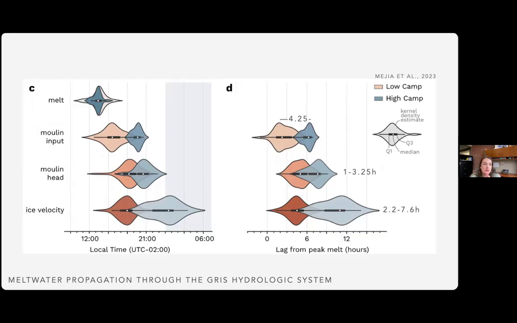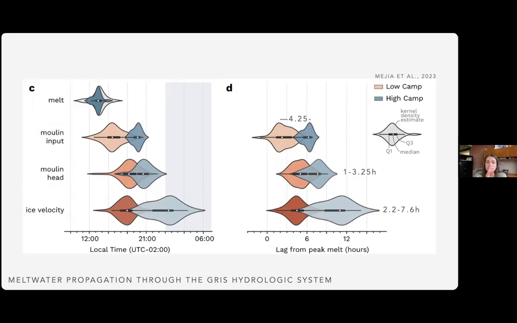We then see about a 2-hour lag between the timing of peak meltwater input to our moulin and peak moulin head. So a difference in that timing to peak pressurization of our subglacial channel that's connected to that moulin. And we see a difference between these two sites of 1 to 3.25 hours, which is mainly caused by that difference in the timing of that meltwater delivery to the moulin. So that's a strong correlation there. So timing of our peak pressurization is really controlled by the timing of meltwater delivery to that moulin, which makes sense.